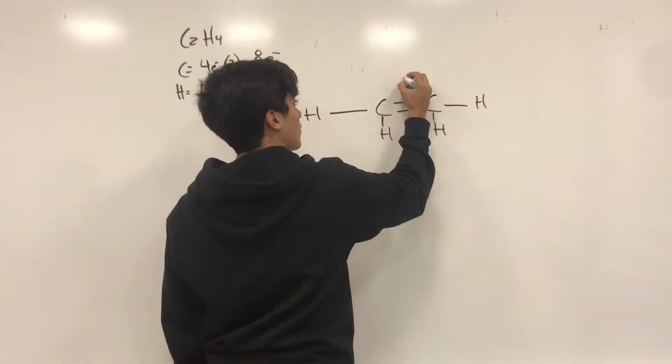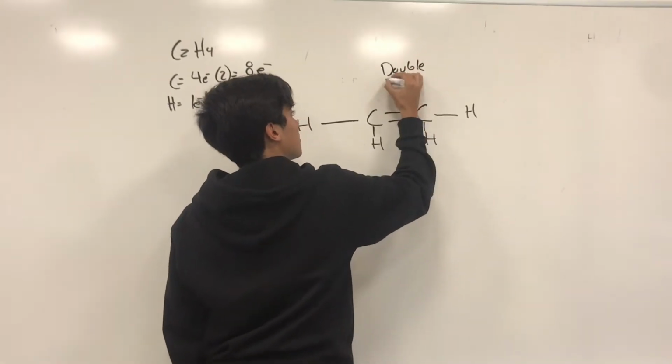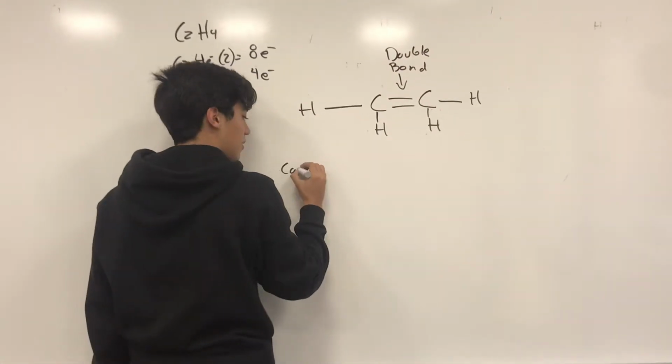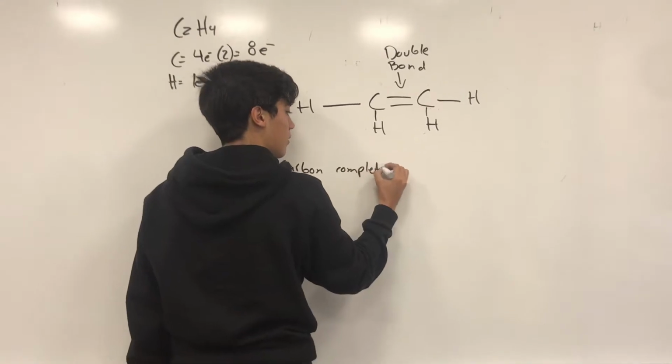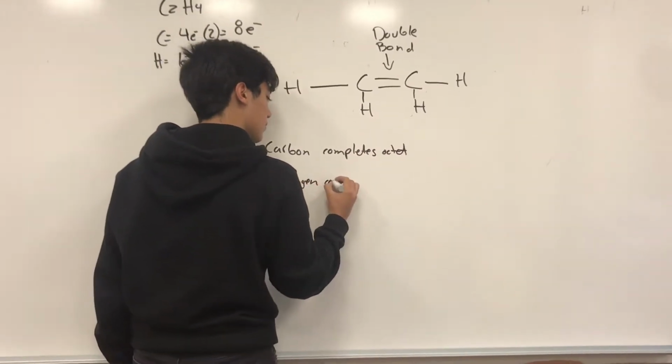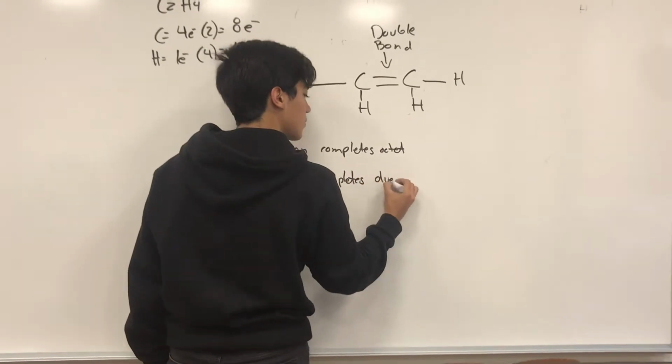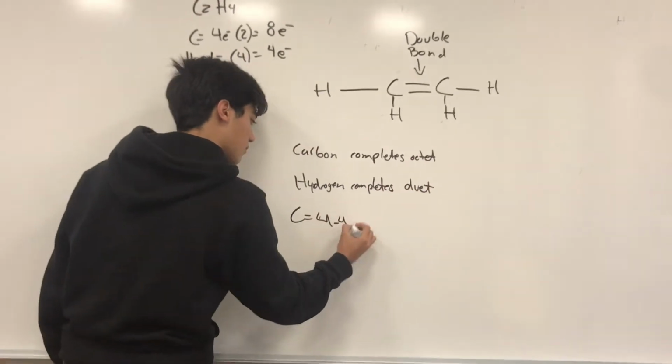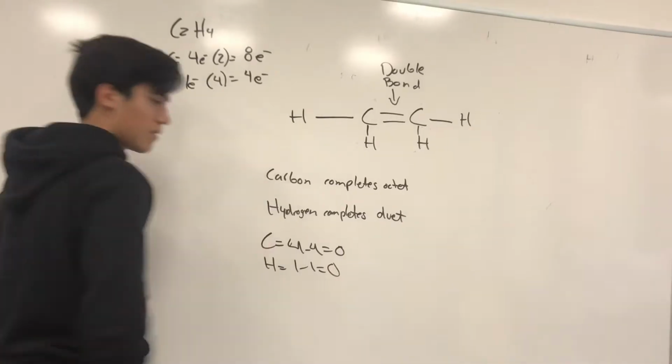And there's a double bond between the two carbons because you have to complete the octet with 4 more electrons, and there is only one bond between carbon and hydrogen because with hydrogen you only have to complete the duet, because that's the outer shell.